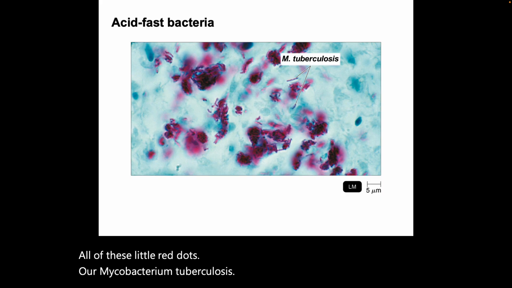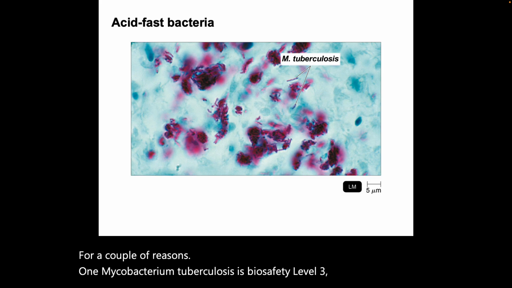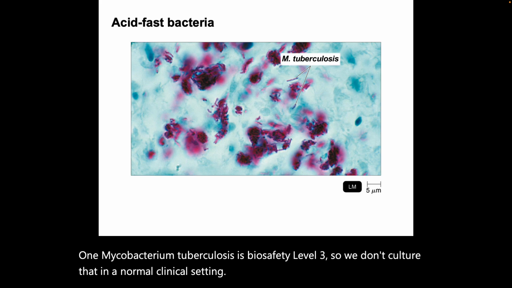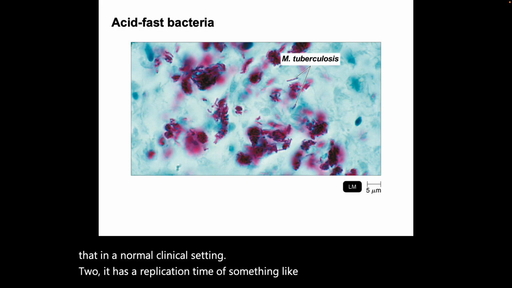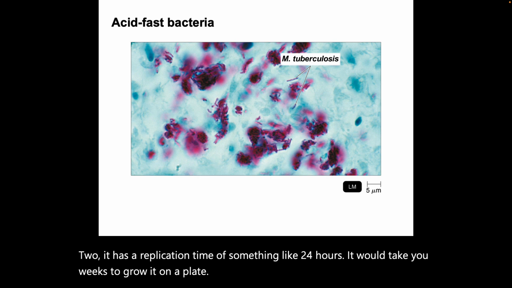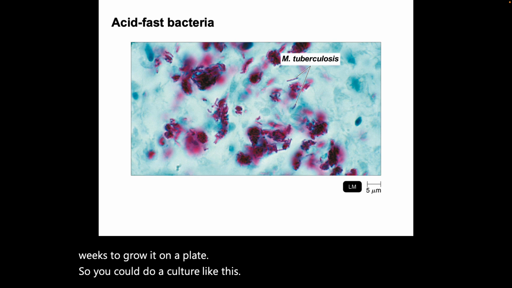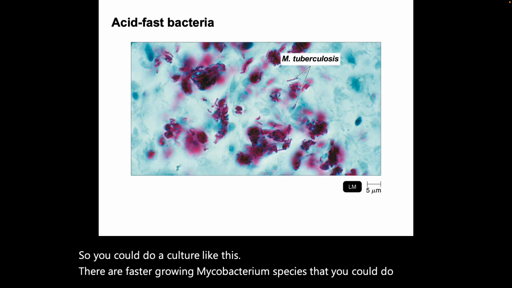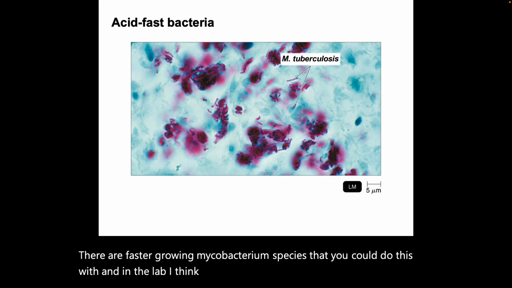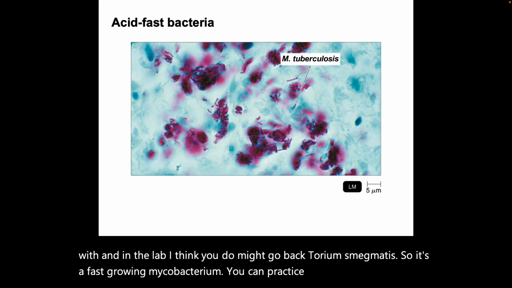Not terribly common in a clinical setting for a couple of reasons. One, Mycobacterium tuberculosis is biosafety level 3, so we don't culture that in a normal clinical setting. Two, it has a replication time of something like 24 hours. It would take you weeks to grow it on a plate, so you could do a culture like this. There are faster growing Mycobacterium species that you could do this with, and in the lab I think you do Mycobacterium smegmatis. So it's a fast growing Mycobacterium. You can practice the acid fast stain.